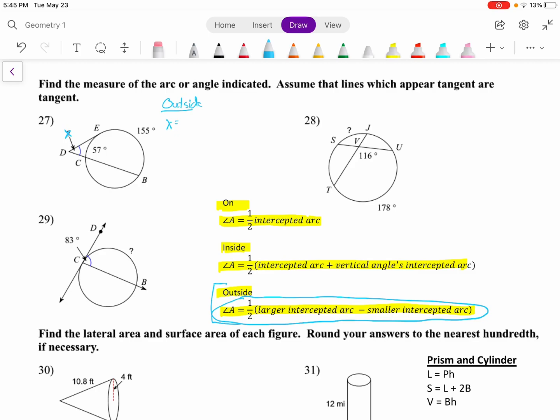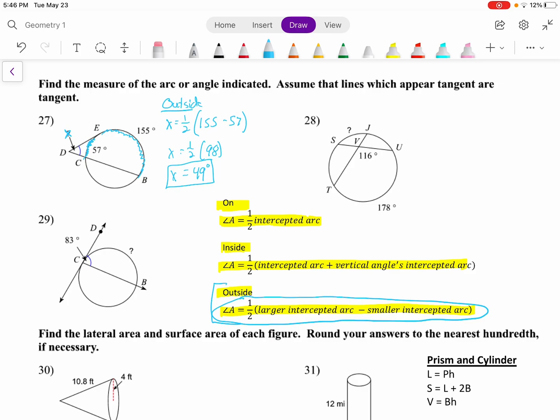Do we know the larger intercepted arc? Well, first we have to write 1/2, the larger intercepted arc. Well, that's this intercepted arc, and we do know that. That's 155. Do we know the smaller intercepted arc? We do. That's 57. So we subtract, and then we just figure out what that equals. 155 minus 57 is 98. Half of 98 is 49. So X, or question mark, is 49 degrees.